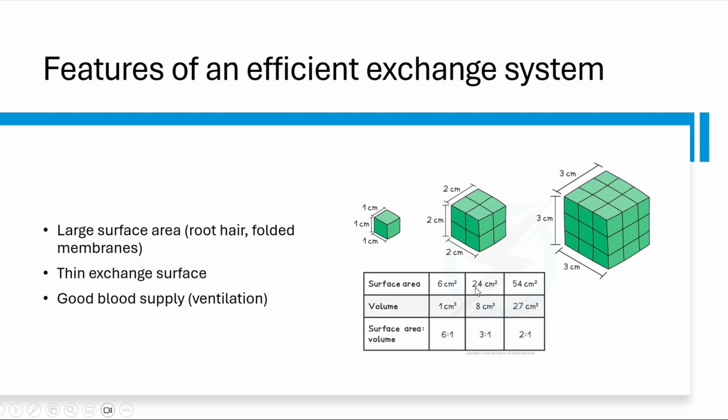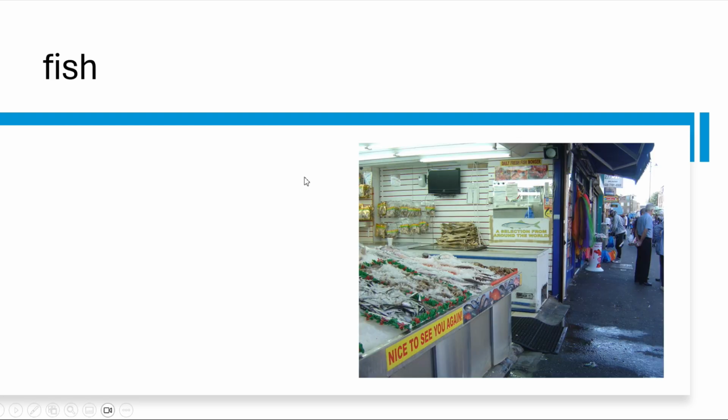But if you increase the size, surface area increases to 24, but volume increases to 8. So the surface area to volume ratio is only 3 to 1. The ratio has decreased. We come down here and increase the size again, 54 and 27, so that's a 2 to 1 ratio now. So you see, as you increase the size of the organism, the surface area to volume ratio is going to decrease, which means it's going to be less efficient. That's why you need specialized exchange systems.